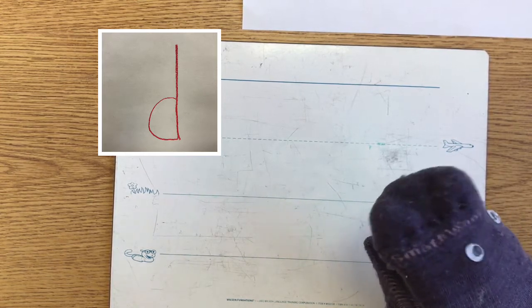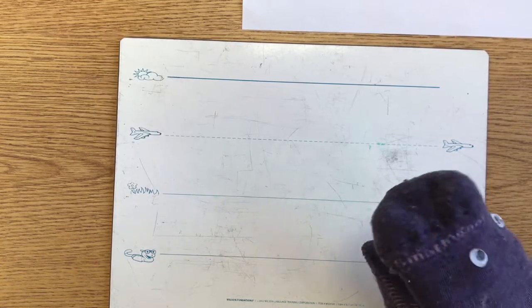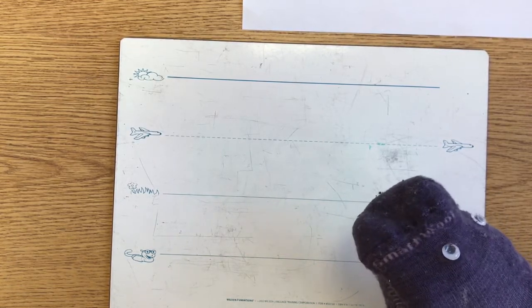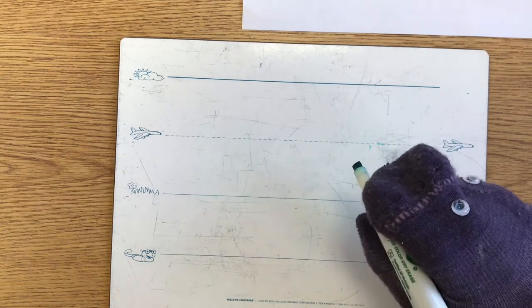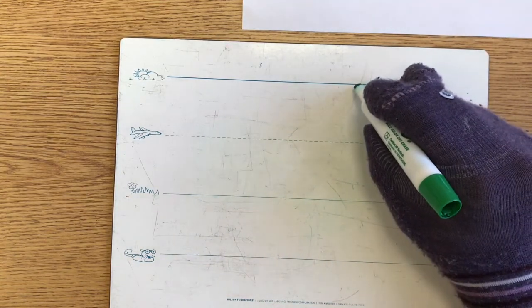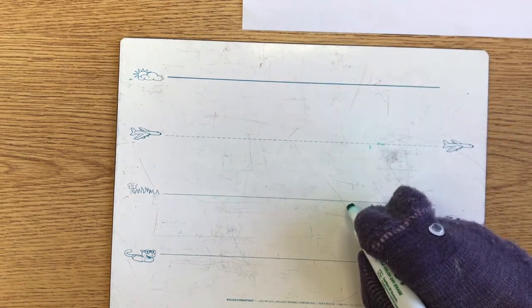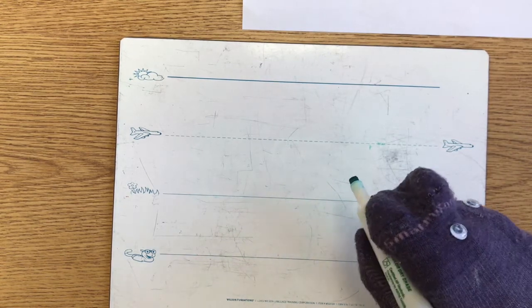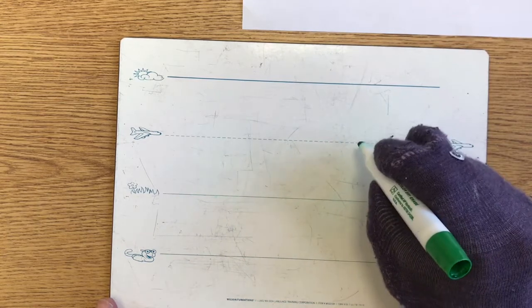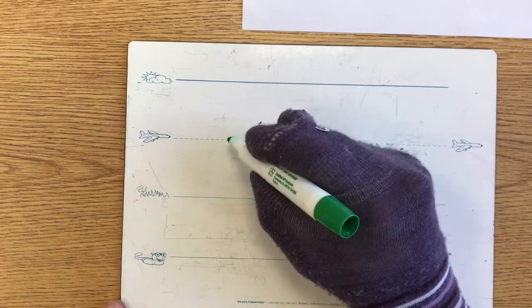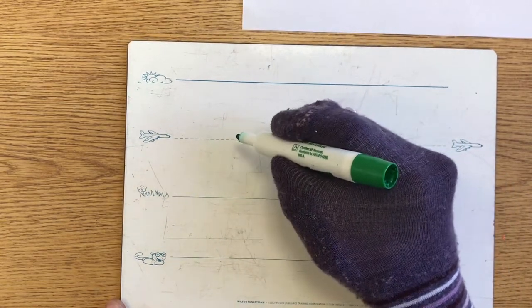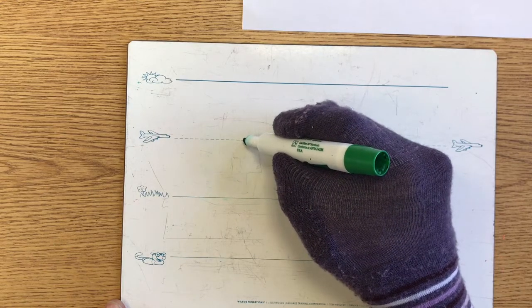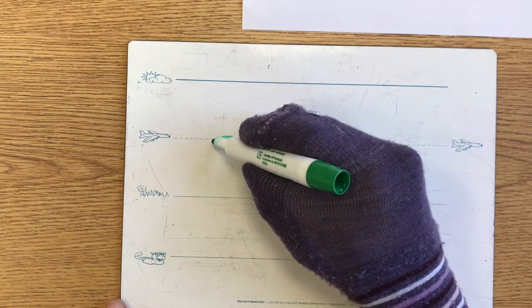It's a rule breaker because it's a tall letter, and usually tall letters start on the skyline and they go down to the grass line. But D is a rule breaker. He's going to start on the plane line. He's going to start with a magic C. He's going to go on the plane line, fly on the plane line, magic C.